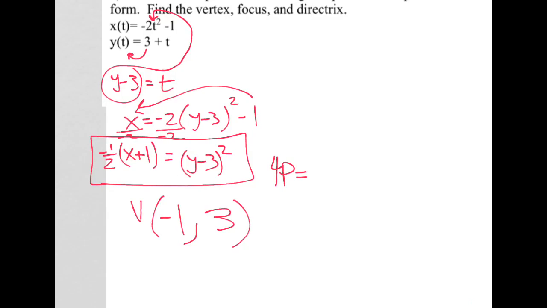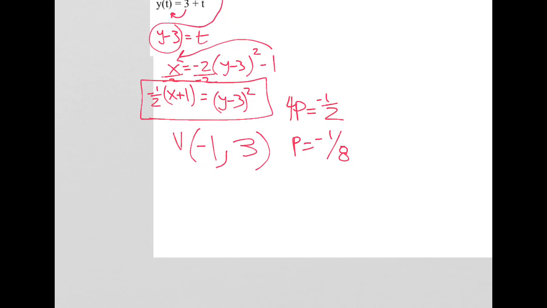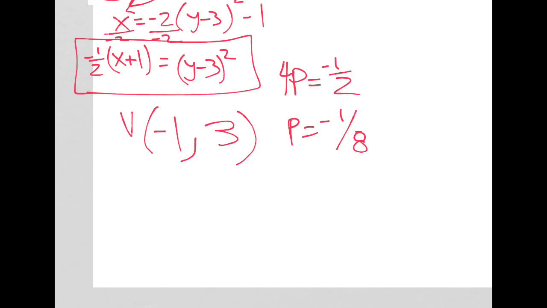And we should be able to identify that our p-value is going to come from this expression, 4p equals negative 1 half, which means I need to divide both sides by 4, which means p equals negative 1/8. And so that tells me from my vertex, since the y term is squared, this parabola is going to be horizontal, like that. But we know the p-value is negative, which tells us that it is going to be opening to the left, to the negative side.